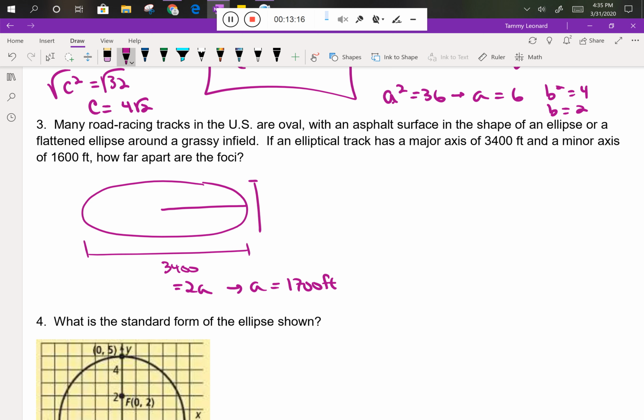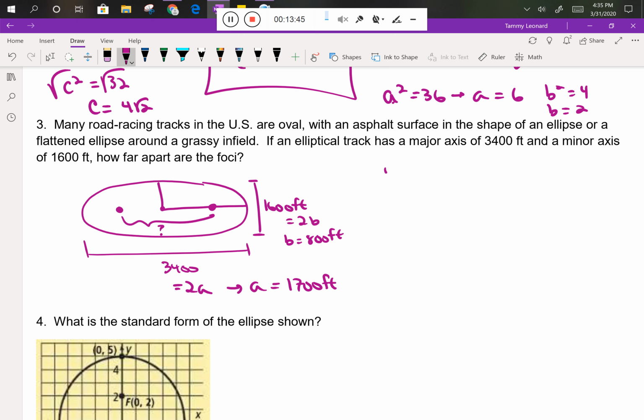That would be the distance from the center out to one vertex. Now we're told that the minor axis has a length of 1,600 feet. So that would be 2B. Therefore, B is 800 feet. The distance from the center to one side would be 800 feet. We're asked to find out how far apart the foci are. So the foci would be like approximately here and approximately there. And our question is, how far apart are they?